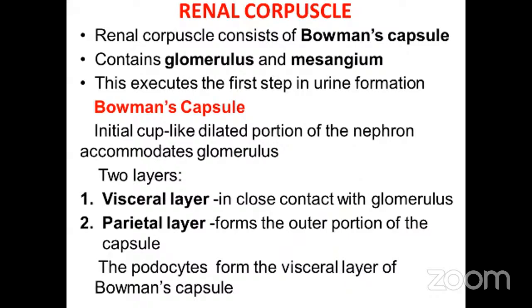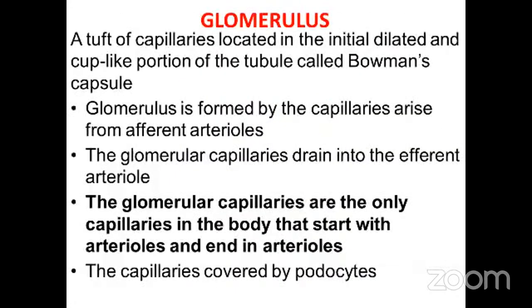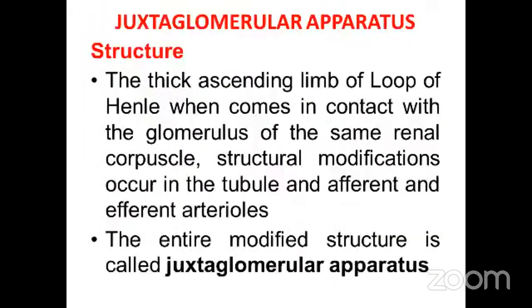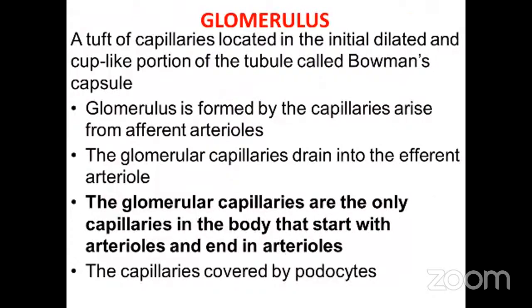The renal corpuscle is an initial dilated cup-like structure with two layers, visceral and parietal. The podocytes of the visceral layer form the inner wall of the Bowman's capsule. The glomerulus is a tuft of capillaries present in the Bowman's capsule. Glomerular capillaries are the only capillaries in the body that start with the afferent arteriole and end with the efferent arteriole. These capillaries are covered by the podocytes.